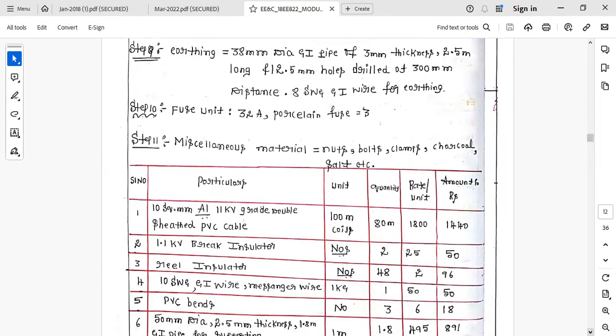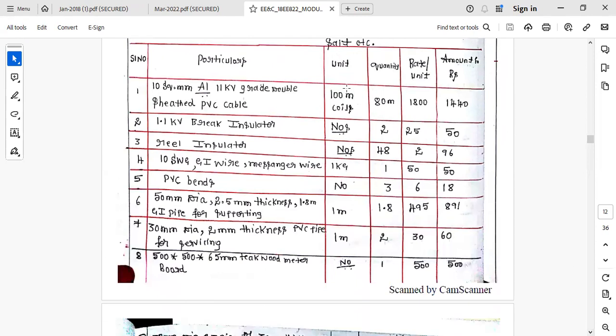Okay, we need to put it in the table. All the components: serial number, particulars, unit, quantity, rate per unit, amount in rupees. First one, cable 10 square mm aluminum 1.1 kV grade double sheathed PVC cable, 10 meters coil is the unit, 80 meters we required as per the calculation.